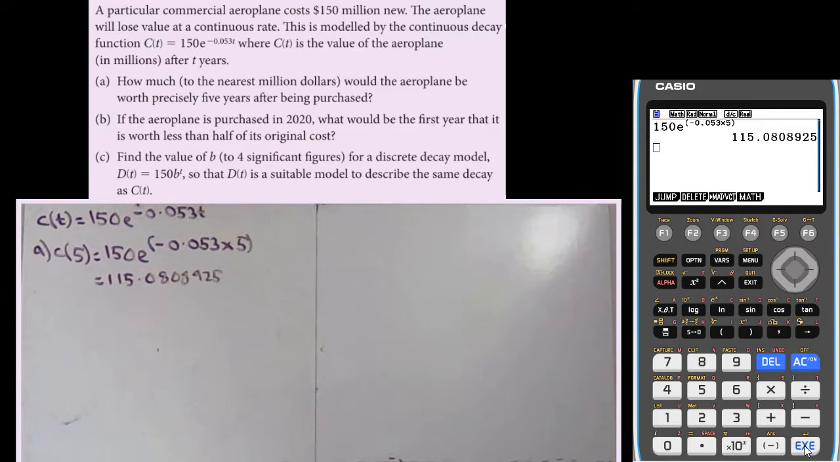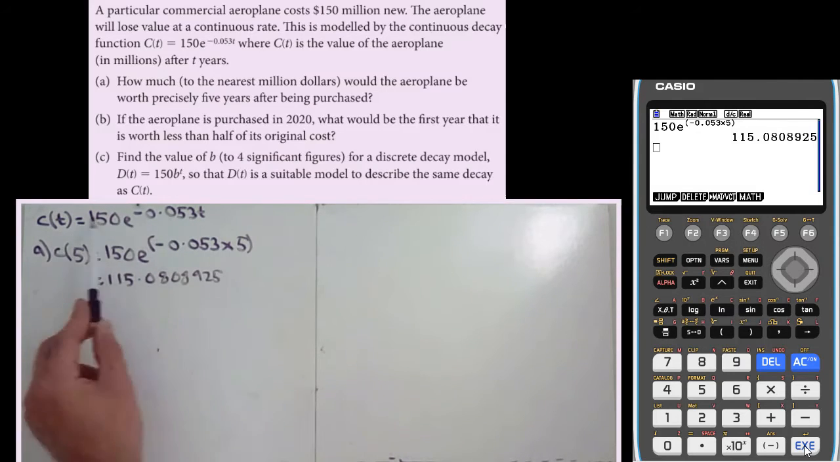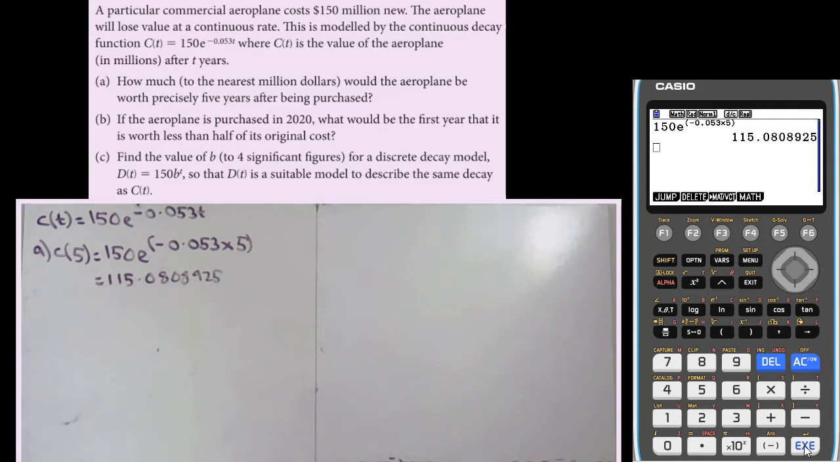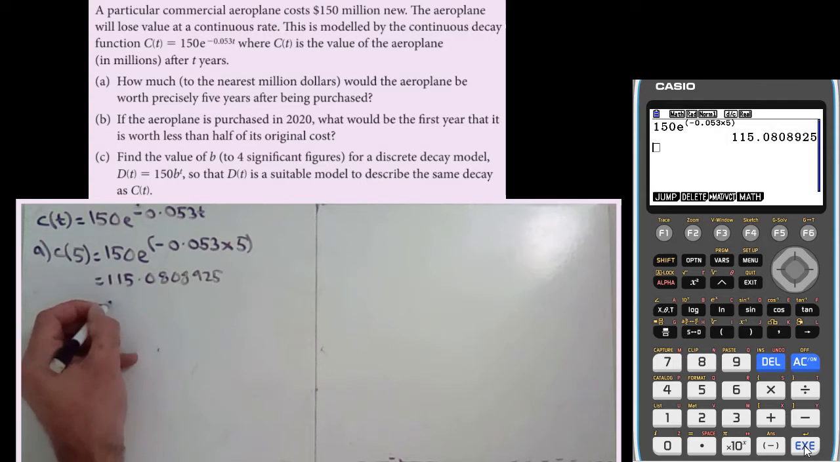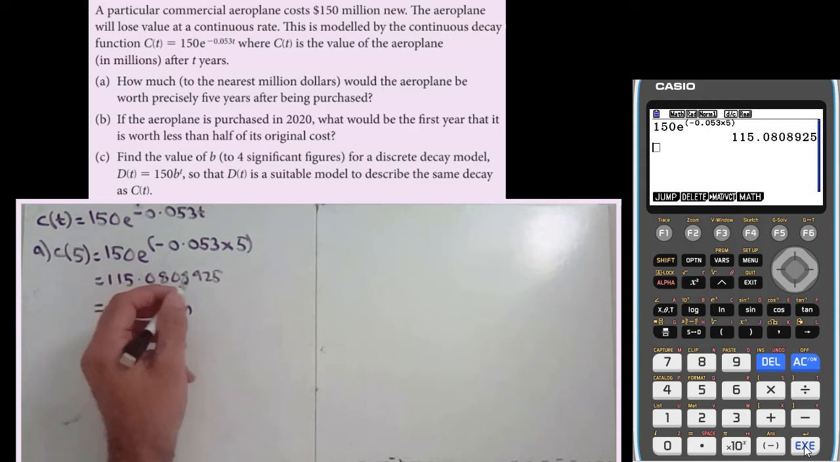We have been asked for this to the nearest $100 million, and we've been told that it cost $150 million new, and if you look at it, it starts with this 150. So imagine if t was 0, this function would give a value of 150. So I'm assuming that the units are $1 million anyway. In fact, it even tells me that. So the answer is 115 to the nearest whole number, 115 million US dollars.